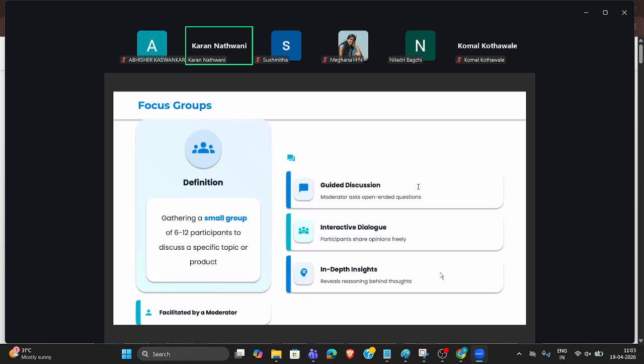Then comes the focus group. That is the last in the primary data set. In the primary, you can have guided discussions. Obviously, you will have a small group of 6 to 12, and then you can open up a discussion.